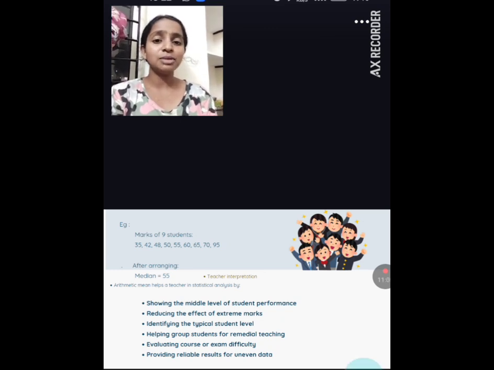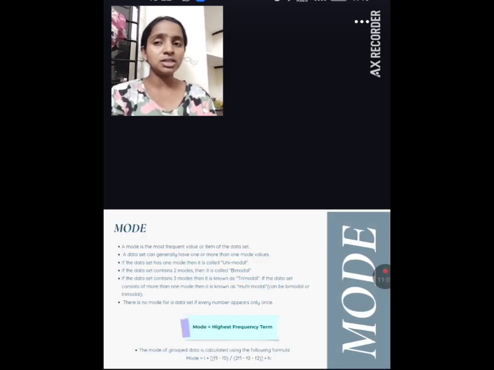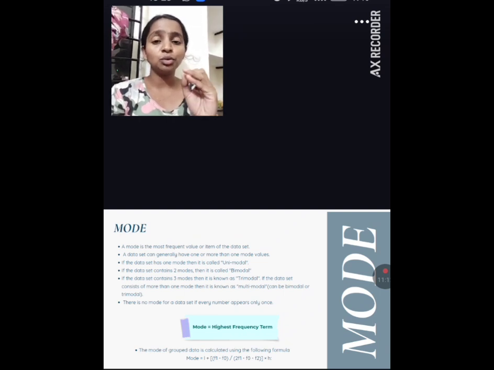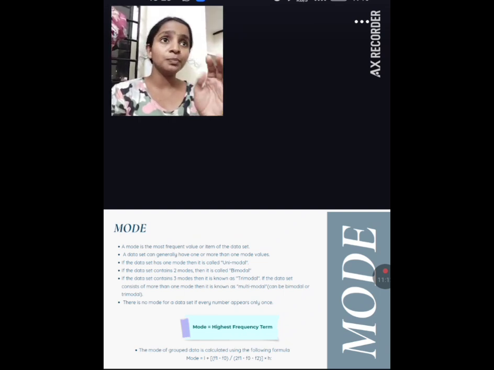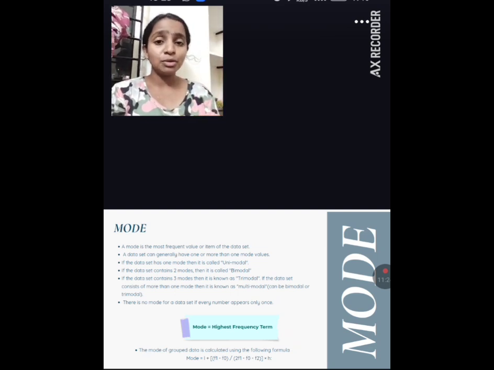Now the last one is mode. Mode is very simply the highest occurring frequency in a data set. For example, if I have a data set of 1, 2, 1, 2, 2, 1, 1, 1, 2. So here 1 is repeating more times than 2. So which is the mode? Mode is 1. So the highest occurring frequency in a data set is the mode.